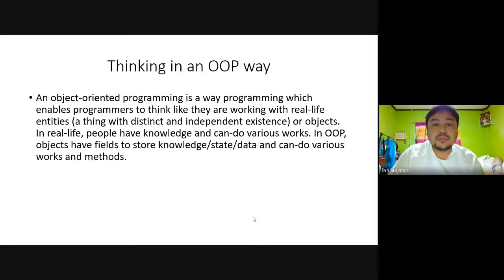So thinking in an object-oriented programming way, object-oriented programming is a way of programming which enables programmers to think like they are working with real-life entities. When you speak about entities, that is any variable, anything that constitutes a living or non-living thing. So it is a thing with distinct and independent existence, or objects. In real life, people have knowledge and can do various work. In object-oriented programming, objects have fields to store knowledge, data, or state, and can do various work through methods. So that is an example of an object.